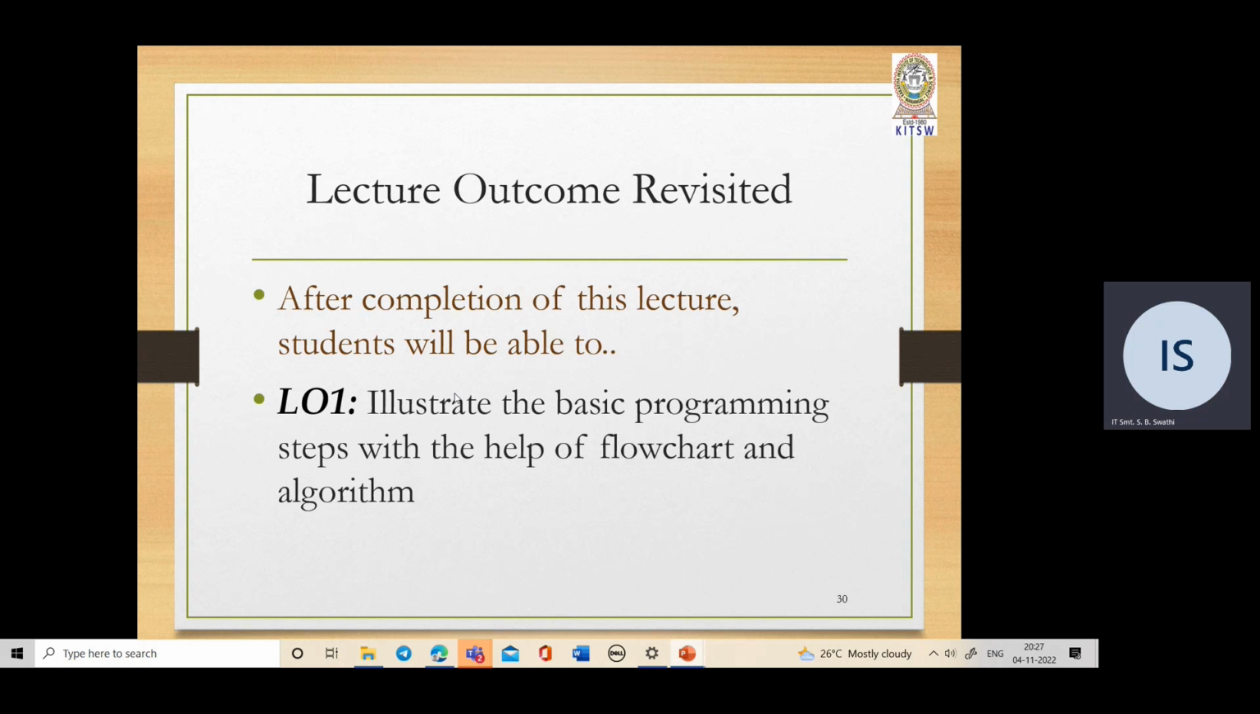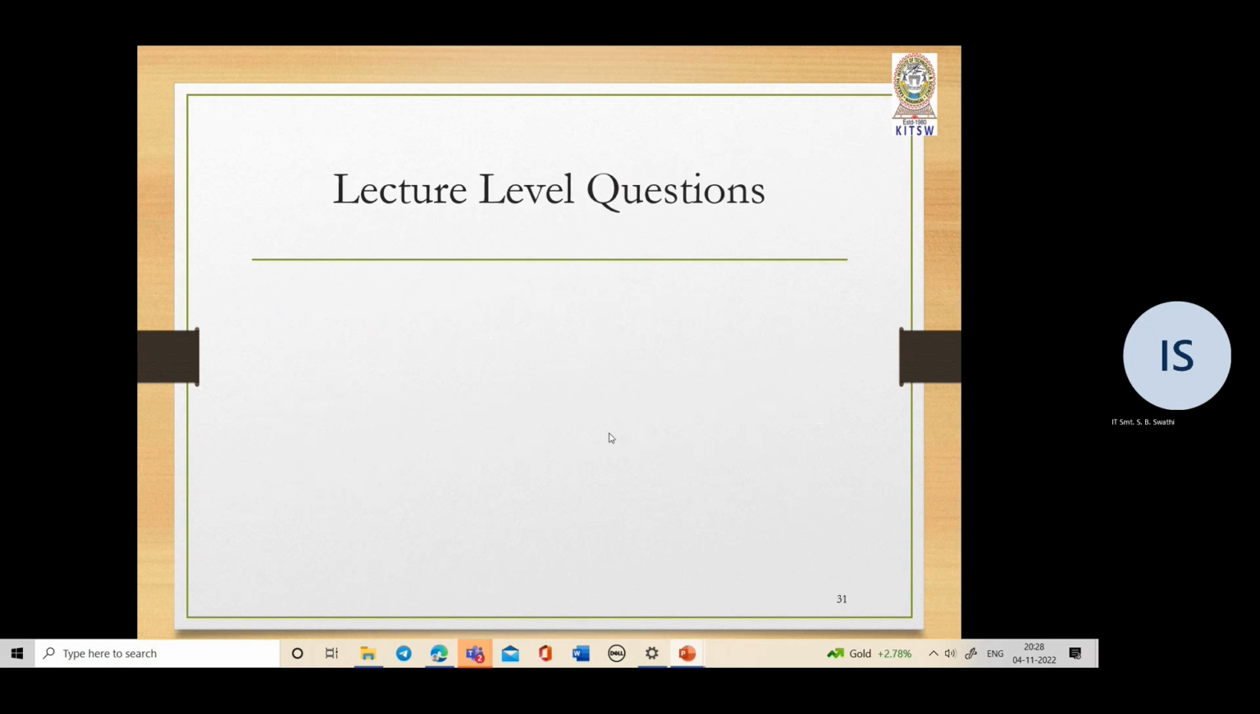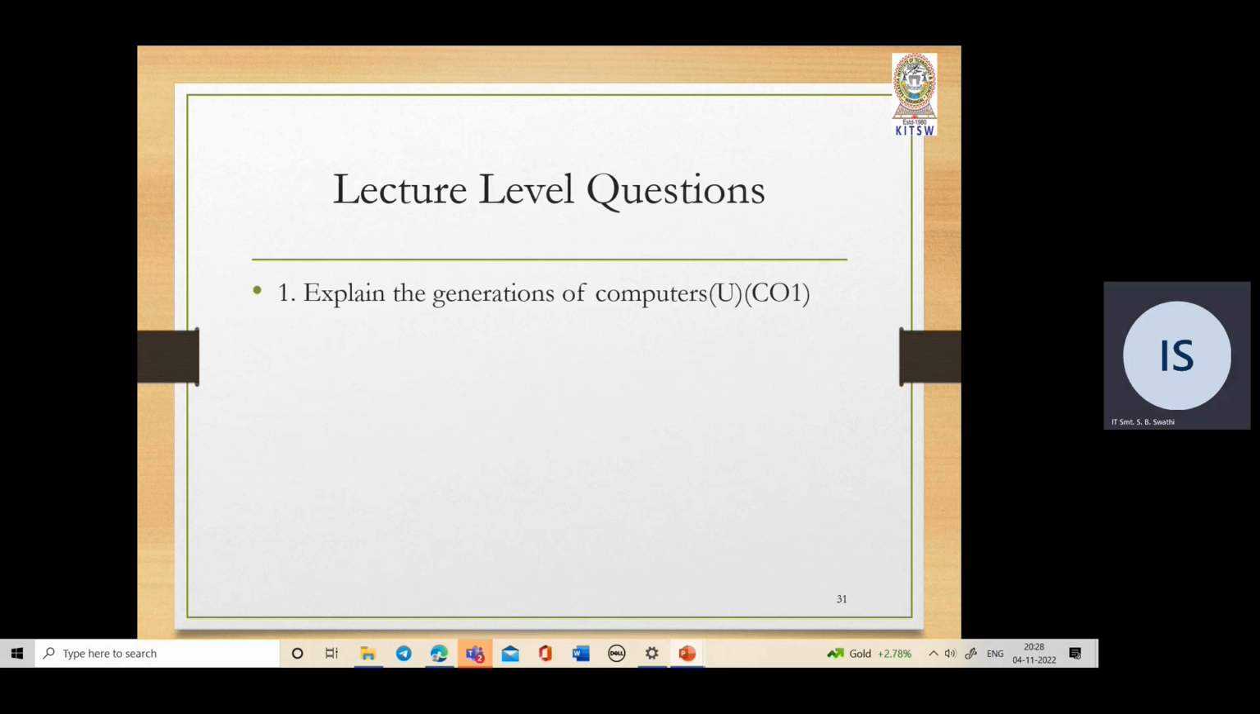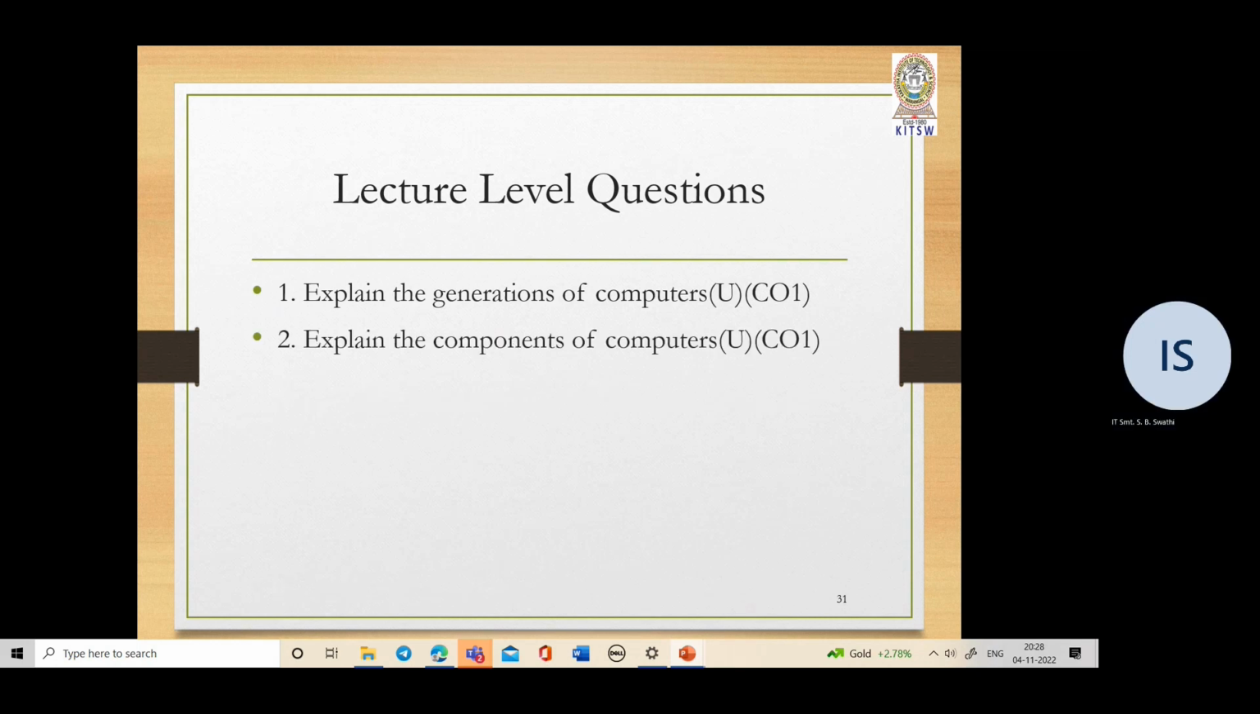After completion of this lecture, students, you will be able to illustrate the basic programming steps with the help of flowchart and algorithm. So this is our lecture outcome. And these are a few lecture level questions. Explain the generations of computers and explain the components of computers.